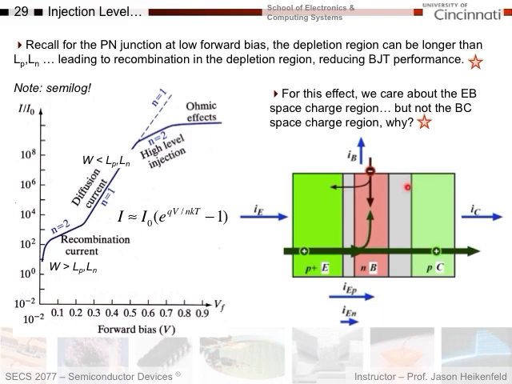So for this effect, we care about the emitter base depletion region but not the base collector. Why is that? Well, we only care about this one because if I'm going to have recombination in the depletion region, I need both holes and electrons, right? And I've got some electrons going this way, so I've got both holes and electrons. This diode is reverse biased, so basically there are no electrons. It's only pretty much holes. The electron population is so small, you don't care about it. And so I mainly care about that recombination happening in the forward bias diode over here.